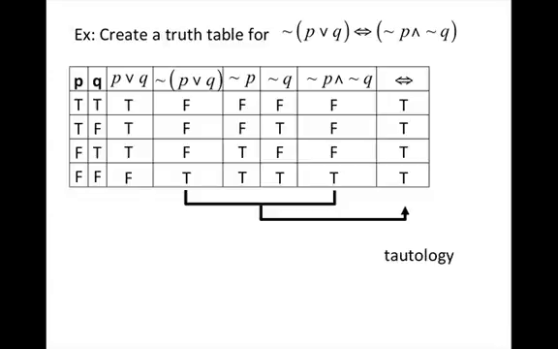Since my biconditional was always true, my original statement, not P or Q, if and only if, not P and not Q, is a tautology. When the final column of your truth table is all true, your original proposition was a tautology.